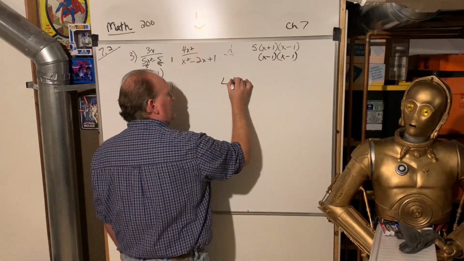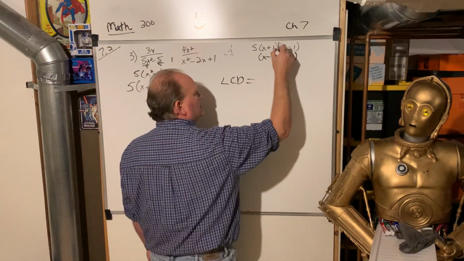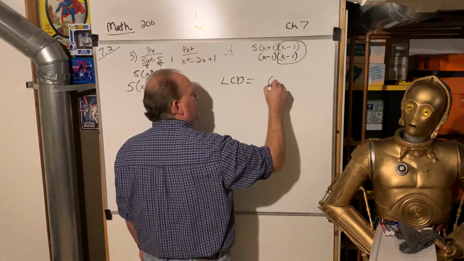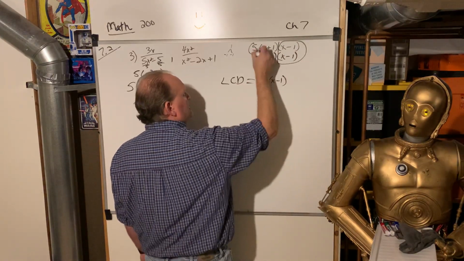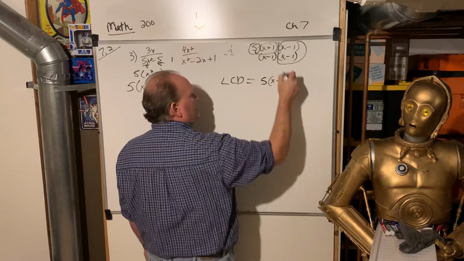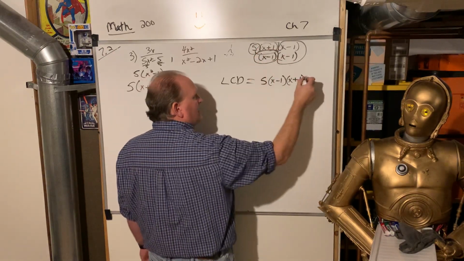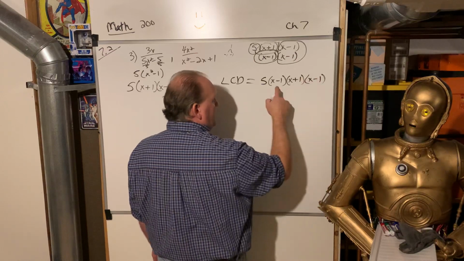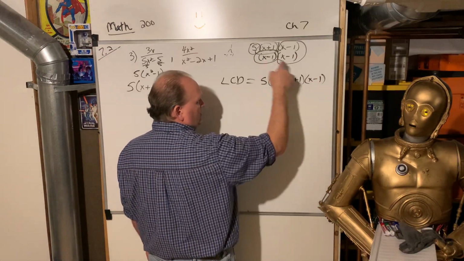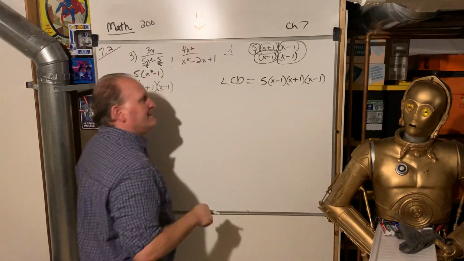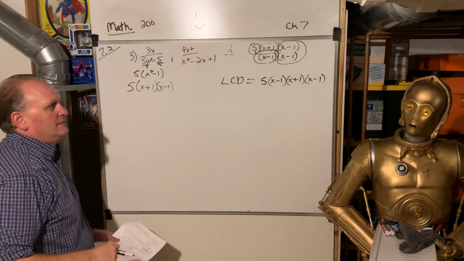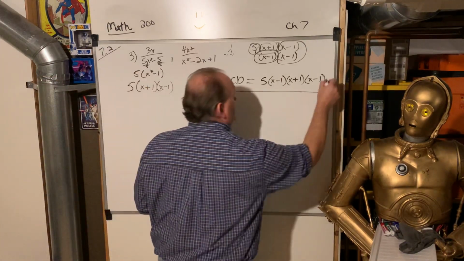All right, so the LCD, how do I find that? Well, first I take what they have in common. They got an x minus 1, and then I take the leftovers. I take the 5, I take the x plus 1, and I do take the other x minus 1, even though we already have it there, but we put it down again because it was a leftover. All right, that's my LCD for that one.